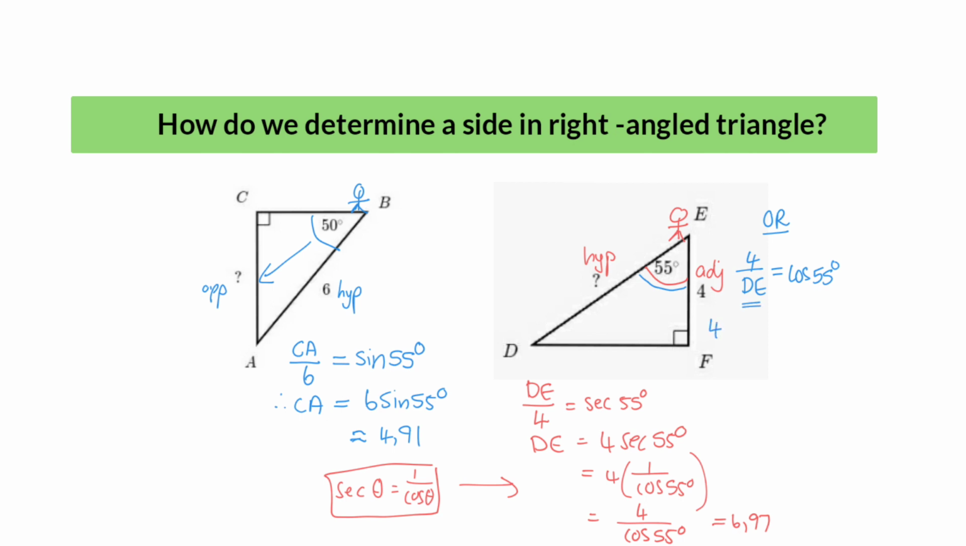But it's slightly more difficult to get the DE on its own now. First, I must multiply both sides with DE. Then I must divide both sides by cos 55. So DE is equal to 4 over cos 55, and I'm going to get exactly the same as what I got just now, which is 6,97. You can choose which of the two methods, the red or the blue one, you want to do.